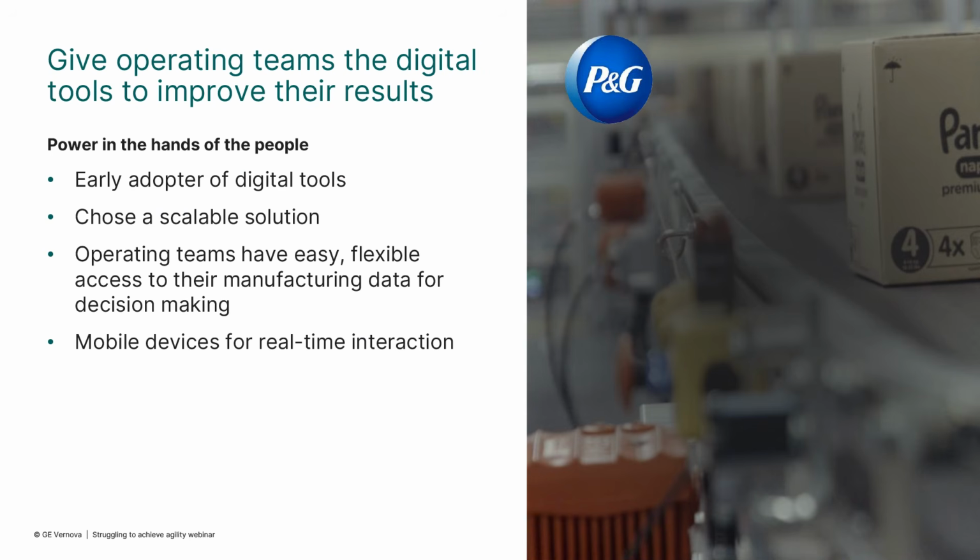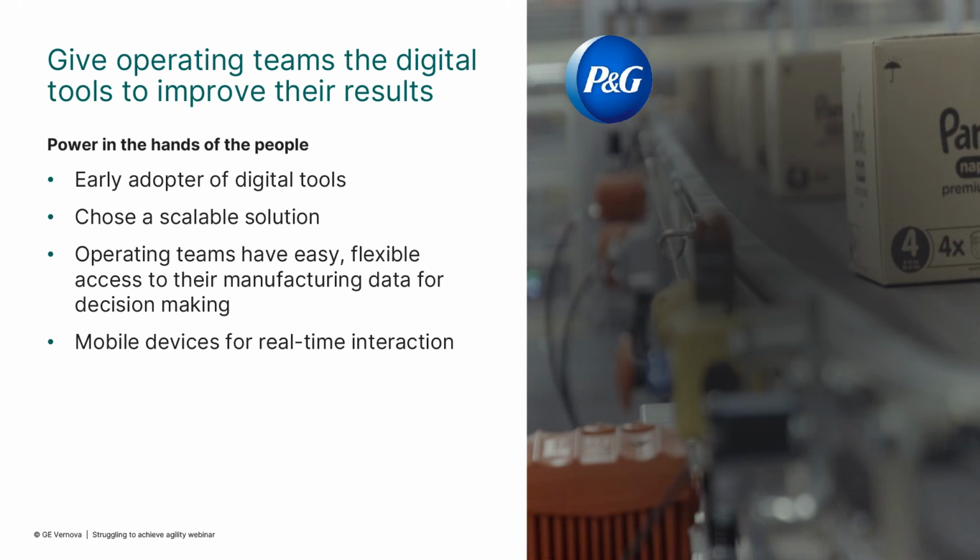Another example is a big customer that we work with. This is Procter & Gamble, and they were actually an early adopter of digital tools long, long ago. We've been working with Procter & Gamble for at least 15 years. They chose a scalable solution, in our case, Plant Applications MES, and it made for great teamwork among the operating teams. Procter & Gamble is a fantastic supply chain manager, and their ability to manage their supply chain really comes down to the data that's being provided by the MES system.